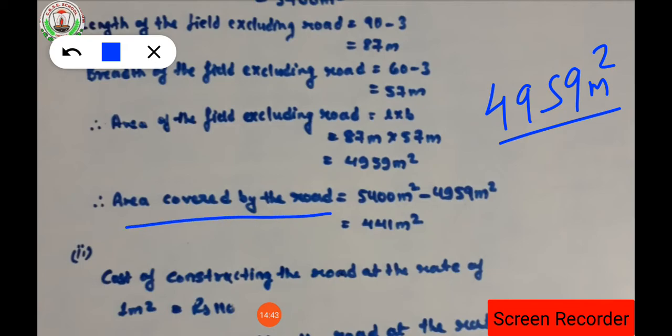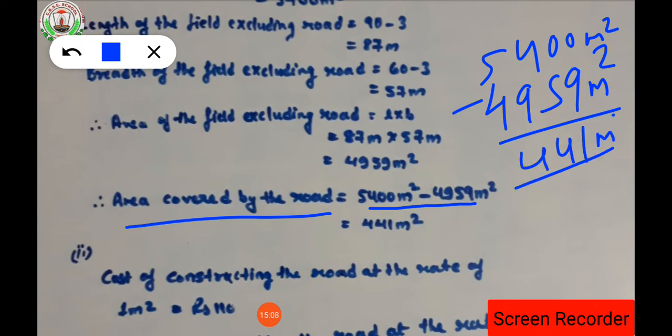Now what is actually asked in the question? Area covered by the road. How much area is covered by the road? That area we have to find. For that what we have to do? We have to subtract the area of the park or field with the area of the field excluding road. So when both get subtracted, we will get the required answer, that is 441 meter square. So therefore area covered by the road is how much? 441 meter square is the area covered.